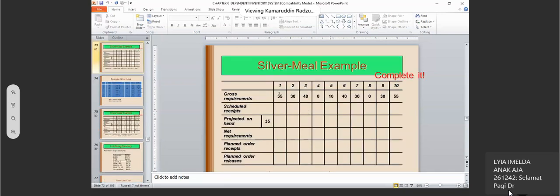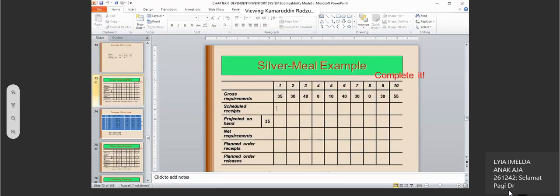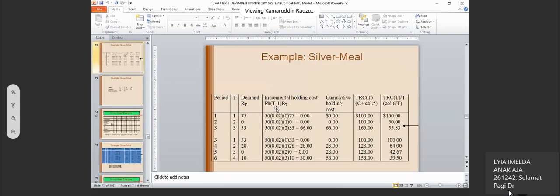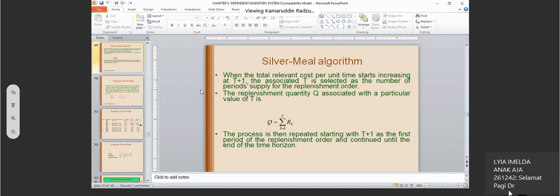So at first we need to develop this table. So this is the example. How do we calculate the order quantity under the Silver-Meal lot sizing technique? We start with period 1. So we need to have a number of columns here. Period. About the period, T is referred to what we have here.